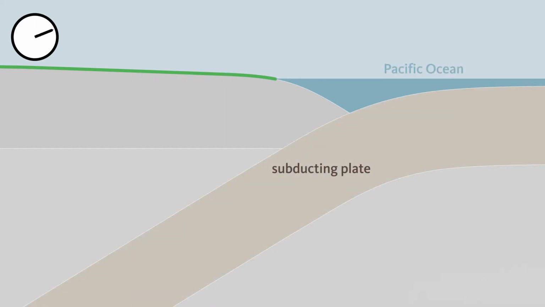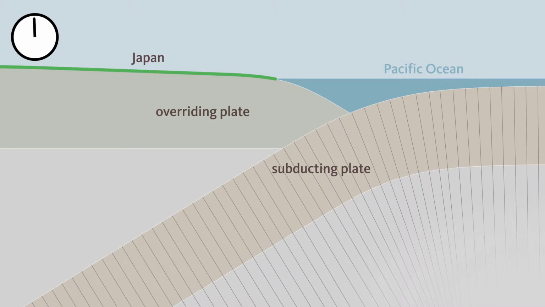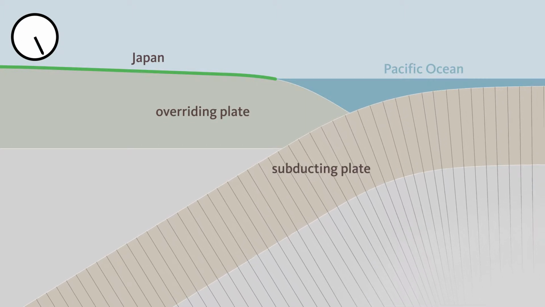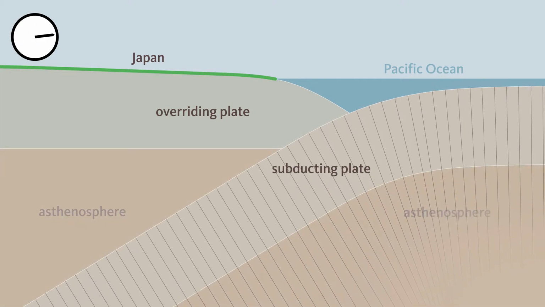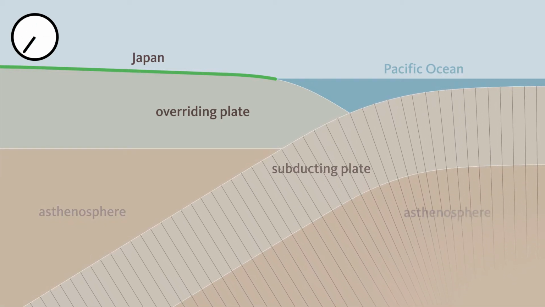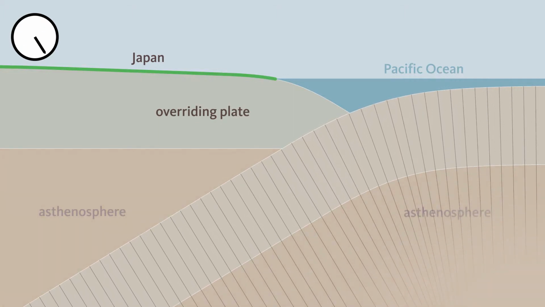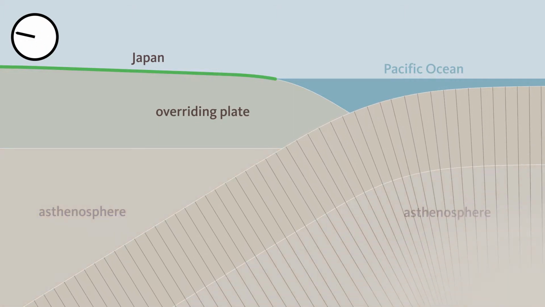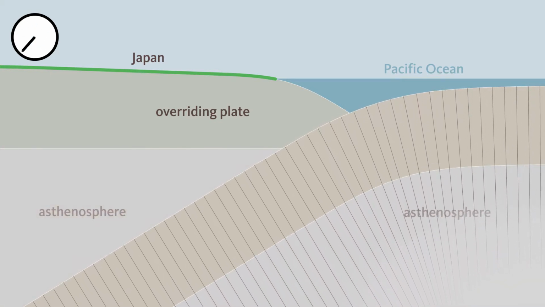A cross-section through this region reveals the structure of the subduction system, showing the Pacific plate descending underneath an overriding plate on which Japan sits. The plates are made of elastic rock, and the asthenosphere beneath them consists of rocks that exhibit elastic behavior at high strain rates while flowing viscously at low strain rates. Over geological timescales, the subducting plate gradually sinks into the asthenosphere.